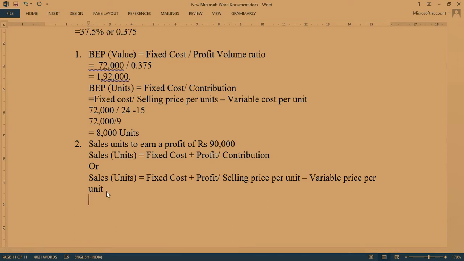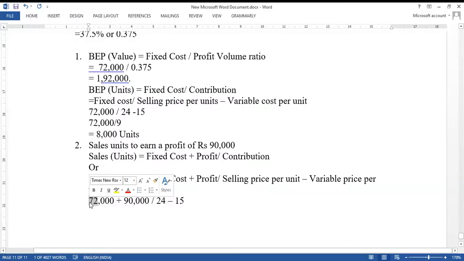Again, we already know the fixed cost is 72,000, which we got while going through the entire question, plus the profit. The profit information is already given in the question. Then we have to identify the selling price per unit as well as the variable price per unit. In the question they are already given: selling price is 24, minus the variable cost per unit, which is 15. Now you just find a solution, that's it.